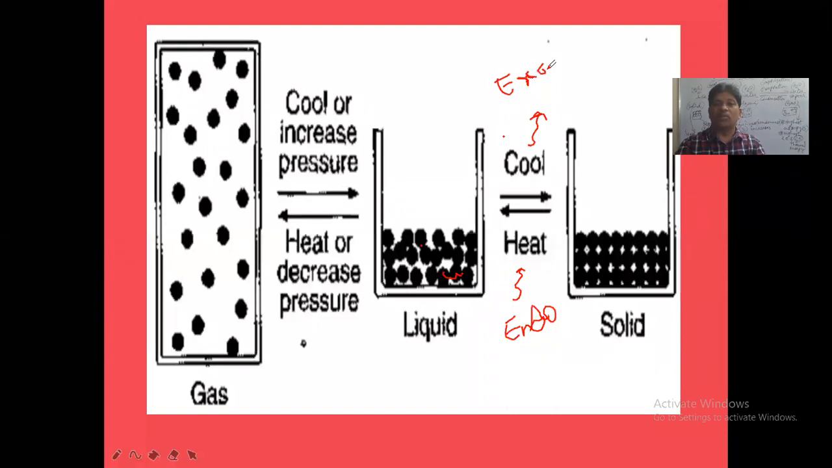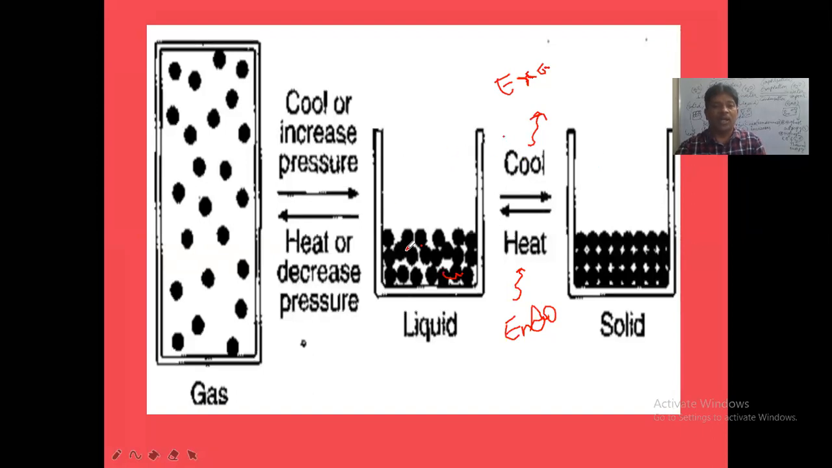If heat energy is absorbed, it is called an endothermic reaction. So that is exothermic reaction, and endothermic reaction we also have to understand. In conversion of solid into liquid, heat is absorbed, so it is endo. In conversion of liquid into solid, heat energy is released. That's why more energetic liquid is changing into less energetic solid. That point we have to keep in mind.